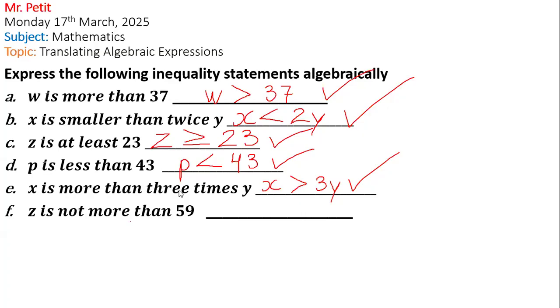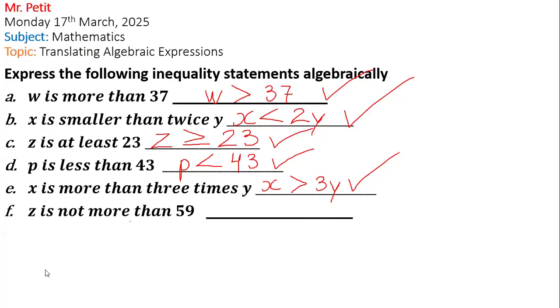So let's try this again. Z is not more than 59. What is the answer to that one? Z is less than 59. Y'all want to go with less than? Less than, with the line underneath, equal to. Less than or equal to, or just less than? Both. Less than, strictly?